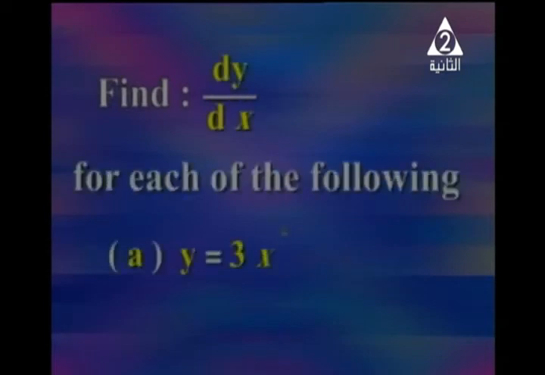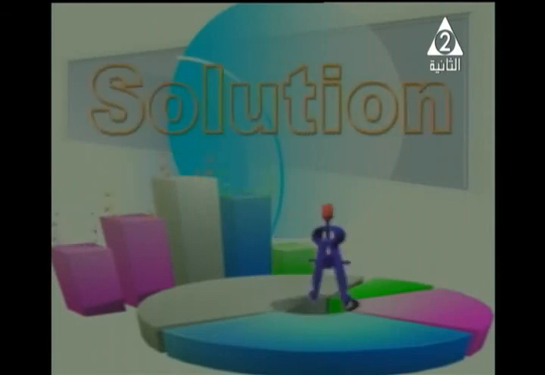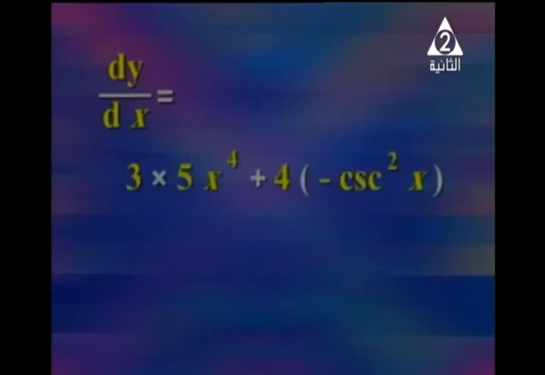Find dy/dx for each of the following. Number A: y equals 3x^5 plus 4 cot x. Look at the solution. dy/dx, dear student, equals 3 times 5x^4 plus 4 times negative cosec^2 x, which equals 15x^4 minus 4 cosec^2 x.